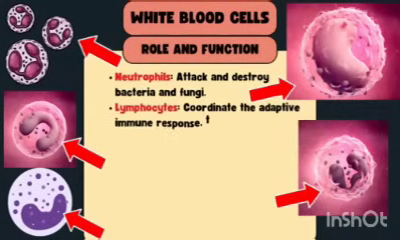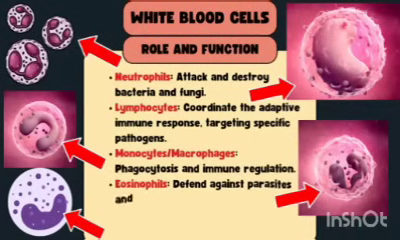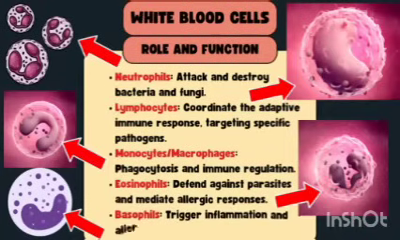For instance, neutrophils attack and destroy bacteria and fungi. Lymphocytes coordinate the adaptive immune response, targeting specific pathogens. The function of monocytes or macrophages is phagocytosis and immune regulation. Eosinophils defend against parasites and mediate allergic responses. Basophils trigger inflammation and allergic reactions.